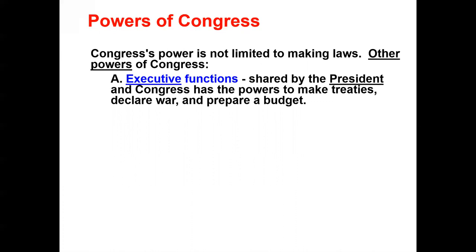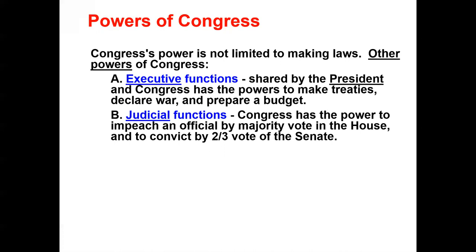The President makes treaties with other nations, but Congress has to approve it. Congress must declare war. The President cannot. Congress prepares the federal budget and submits it to the president. So these are the shared functions, executive function with the president.